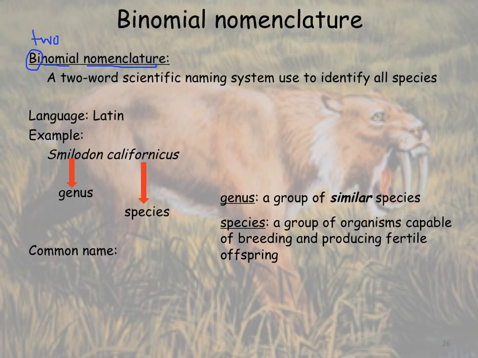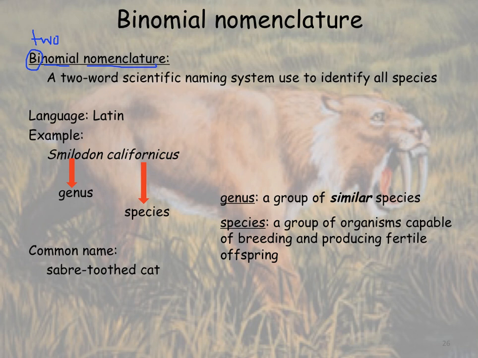So for example, both dogs and wolves are considered part of the same species because a wolf and a dog could have puppies that grow up to be adults and then could then have more puppies. In contrast, a horse and a donkey are similar enough to be placed in the same genus, but they are not part of the same species because their offspring, which you may be familiar with as a mule, is sterile. That is, it cannot have its own babies. Okay, back to our Smilodon californicus example. This organism goes by the common name saber-toothed cat.